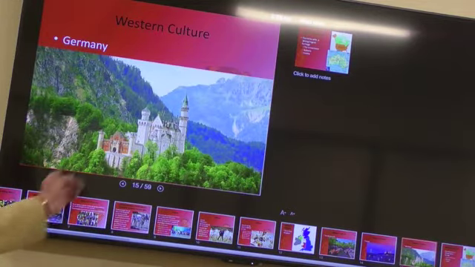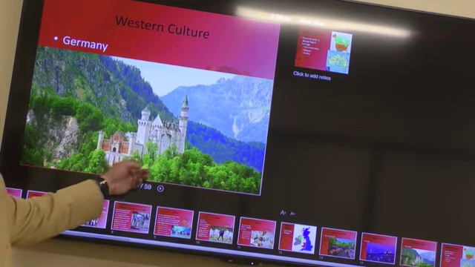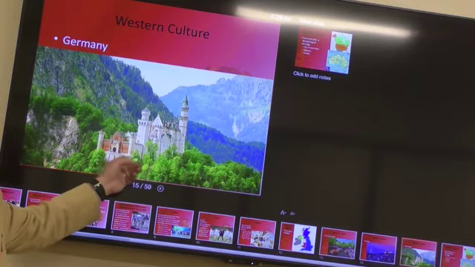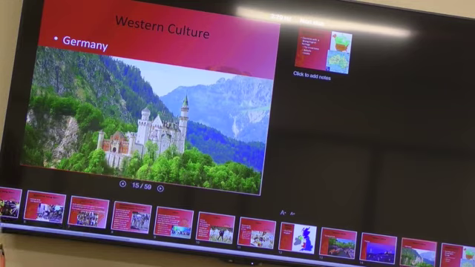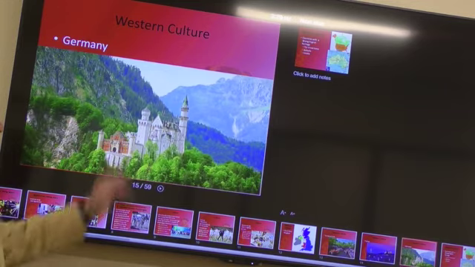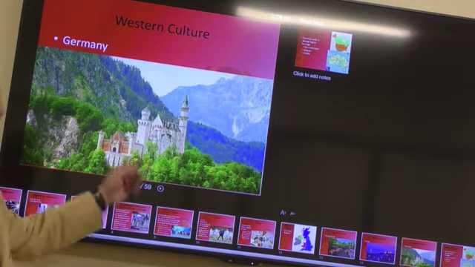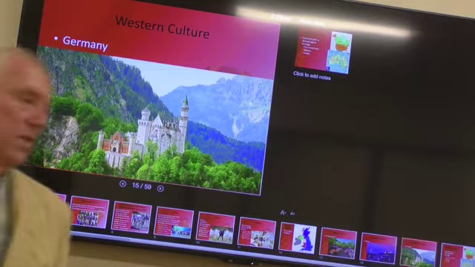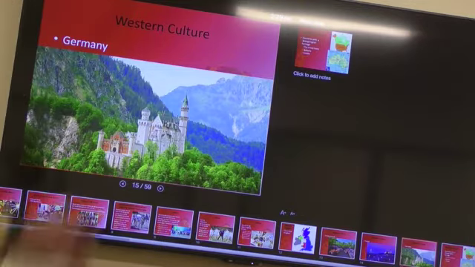France is part of the Western culture. Germany. This is the actual Cinderella castle. This is Neuschwanstein. Neuschwanstein means New Swan's Castle. That's all it means. But it's in Bavaria. And as you can see, it looks like Disney's castle. Where did he get the idea for Disney's castle? He got it from Neuschwanstein.